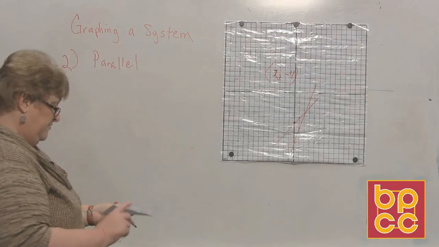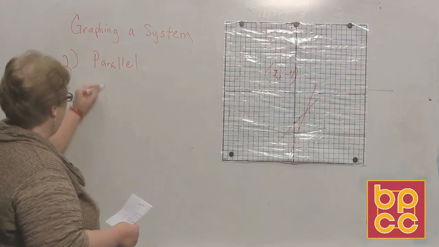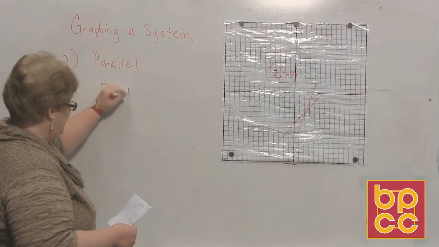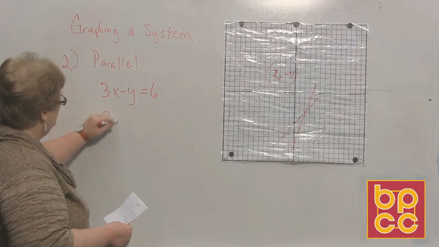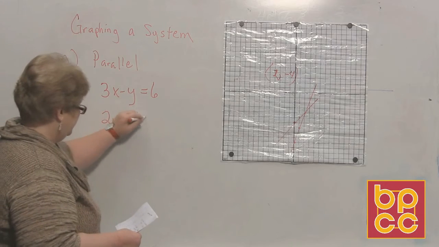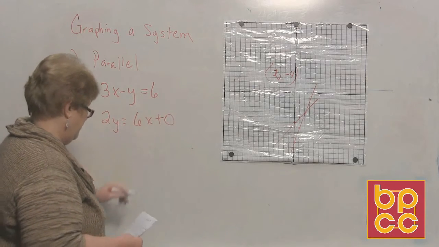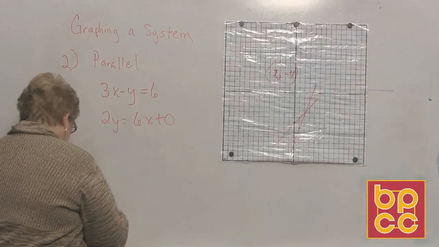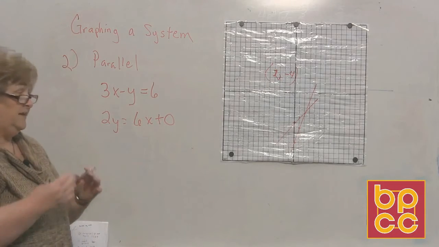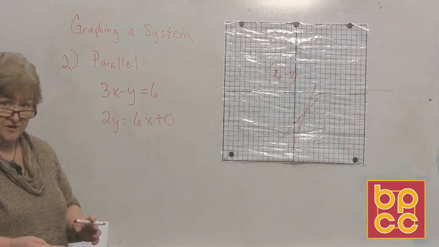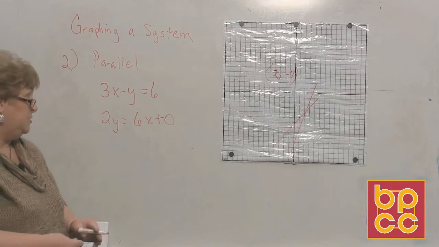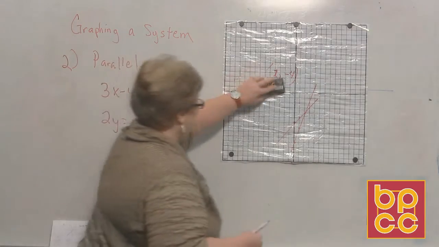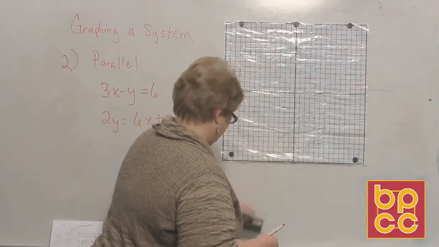Okay, so let me give you an equation. Let's say that we have 3x minus y equals 6, and 2y equals 6x plus 0. Okay? All right, now let's go ahead and set it up in slope-intercept form. Then we're going to see if they're parallel, if they cross, and what happens to them. Let me go ahead and erase this and get ready for the next one.